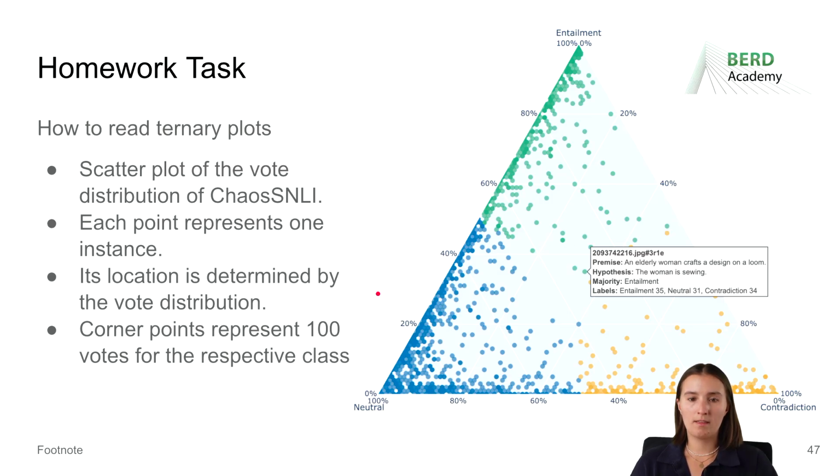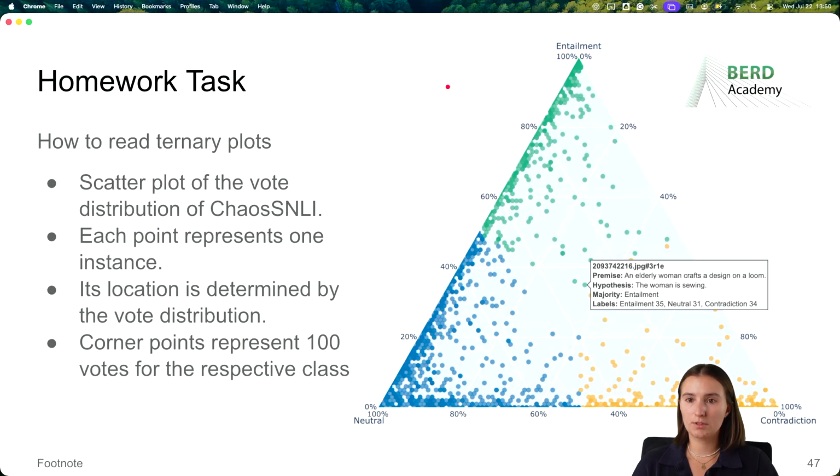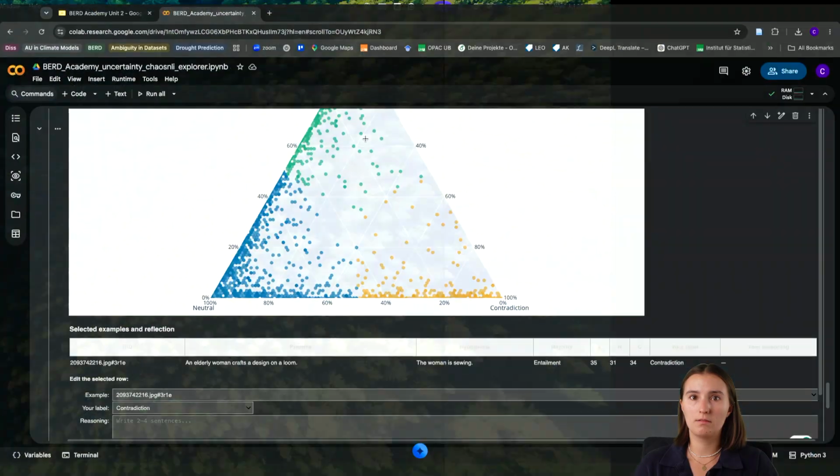Okay, so each point represents one instance. The location is determined by the vote distribution, and the corner points are the obvious ones. Okay, now I'm gonna show you how this looks.